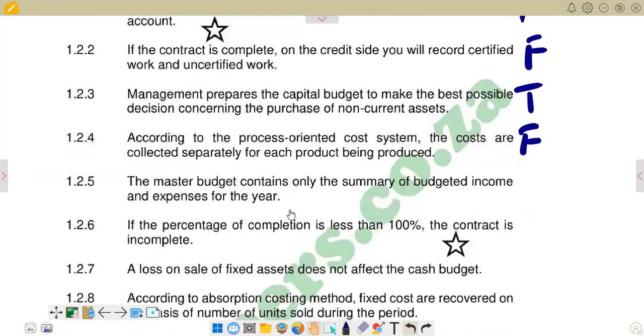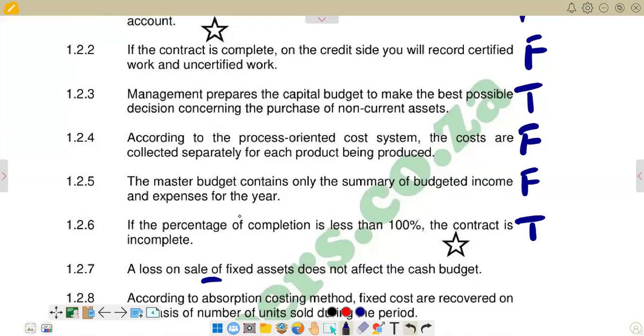Then we go to the next one. The master budget contains only the summary of budgeted income and expenses for the year, which is not correct again, because remember the master budget contains various budgets. So this one false. Then we have got 1.2.6. If the percentage of completion is less than 100%, contract is incomplete, which is true. It is incomplete. Even if it's not complete by 2%, it means it's not complete. So this is what we have. Then a loss on sale of fixed assets does not affect the cash budget, which is correct. Remember, loss or profit or sale of assets is a non-cash item. So we don't include it in the cash budget.